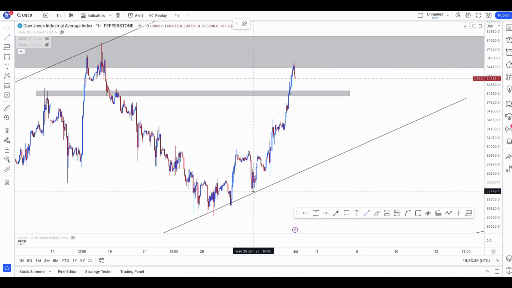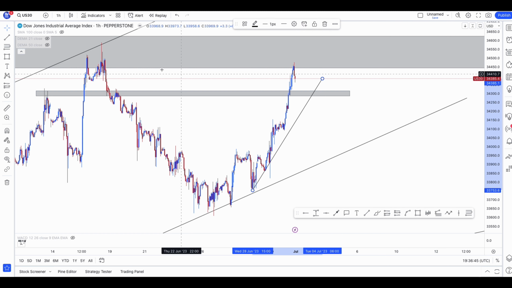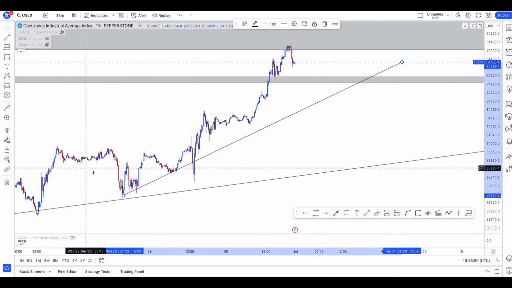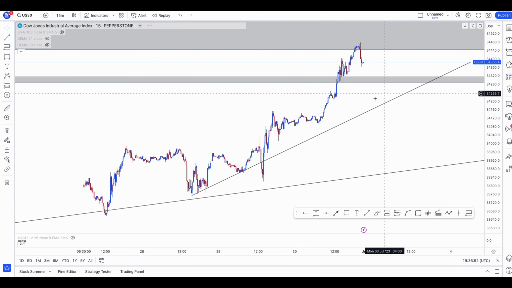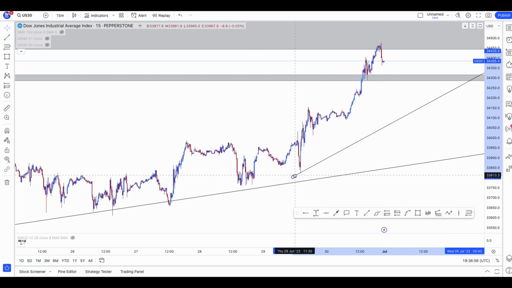So on 1 hour, I don't have a lot of information based on what I'm having here. Let's just go to 15 minutes, which is where I trade the most, especially US30, because it's volatile. I don't want to make any mistake when it comes to US30.